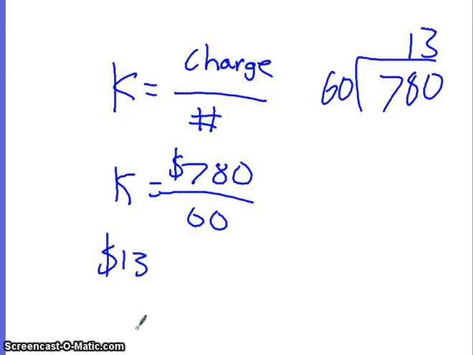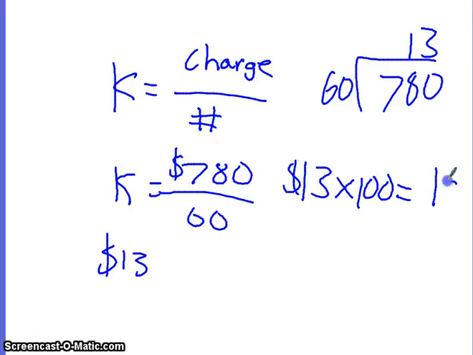Well, now, if there's 100 people there, how much is that going to cost? Well, $13, you can do this in your head, times 100 equals the total cost, which is 1,300. Okay, so we can easily figure that out by setting up these direct variation problems.